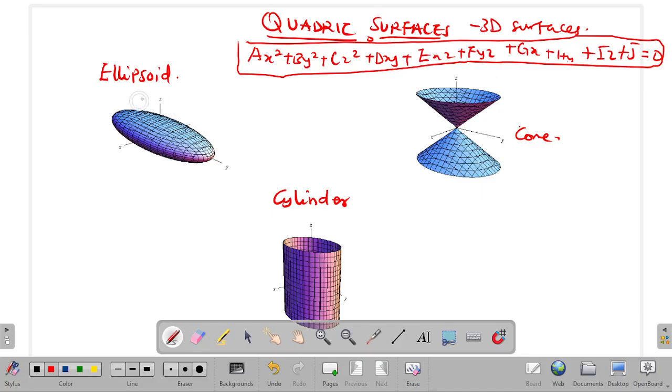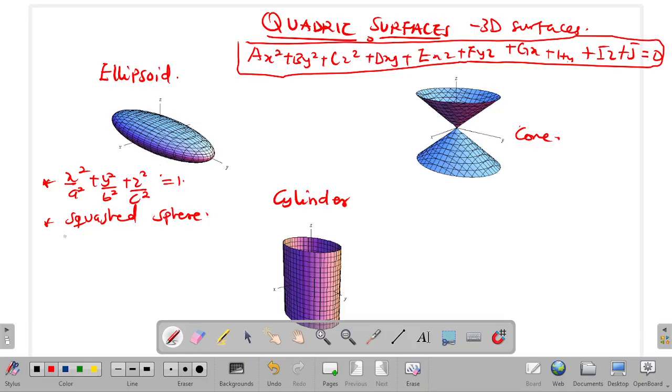The first one is called the ellipsoid. An ellipsoid is given as x squared over a squared plus y squared over b squared plus z squared over c squared, and this should be equal to 1. An ellipsoid is simply a stretched or squashed sphere. If you have a sphere and you squash it, it becomes an ellipsoid.